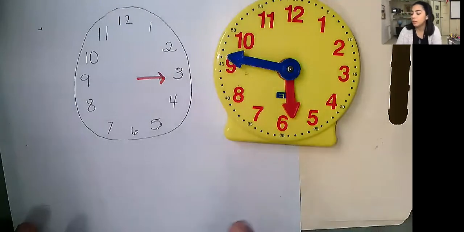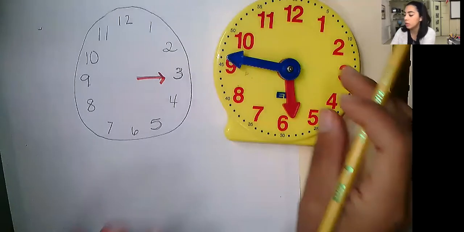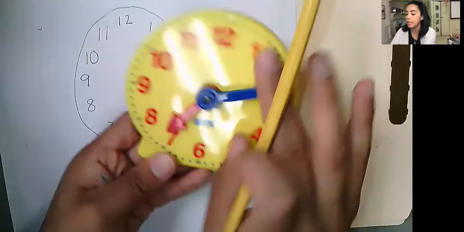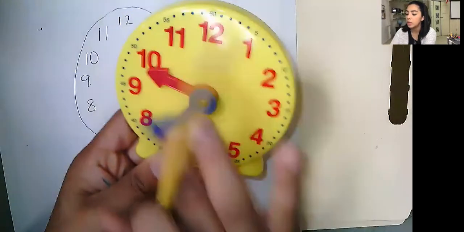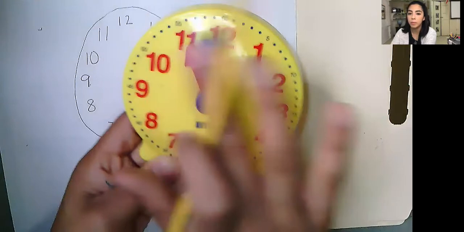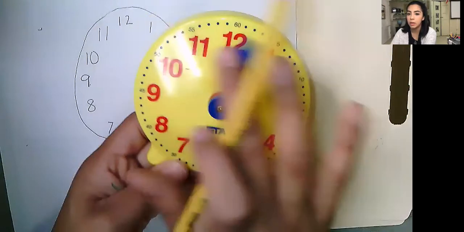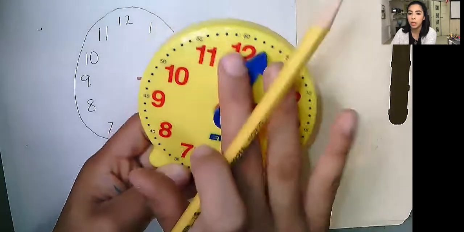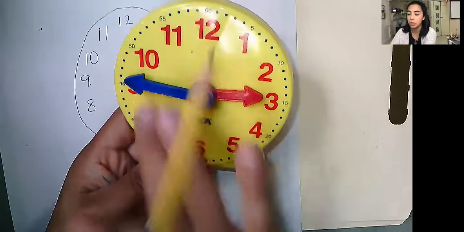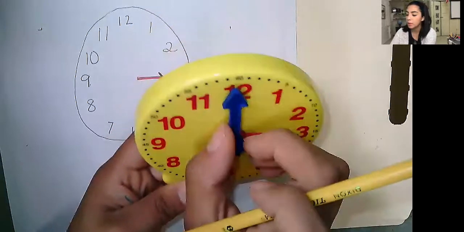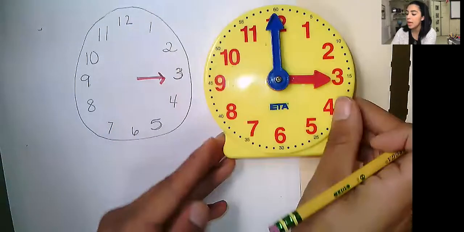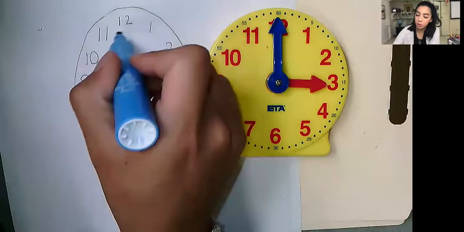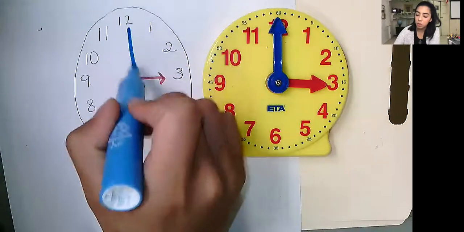Now, what if... so let's move it all. You guys have this as well, so you guys can take this out and use it. So we have to move the blue hand. The blue hand is the minute hand. So you keep on moving it. Don't try to move the red or else you will break it. Move the blue hand to the 3. But the blue hand must be at the 12. That lets us know that it is 3 o'clock sharp.